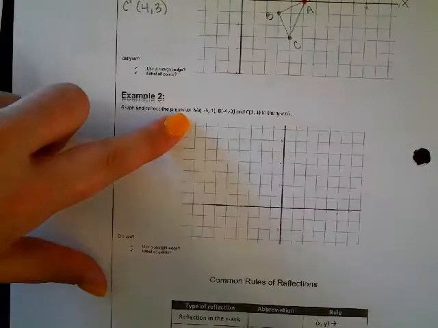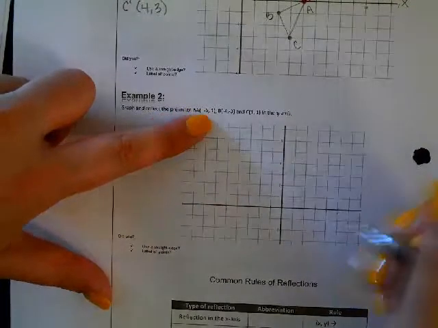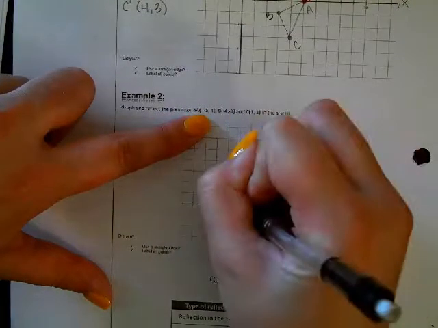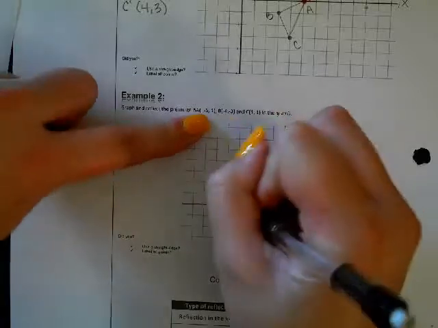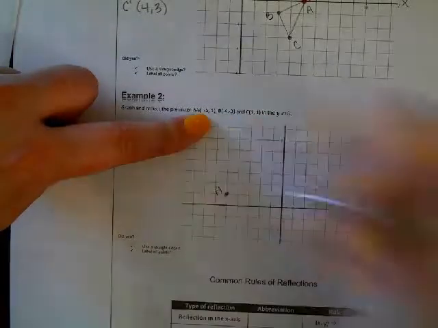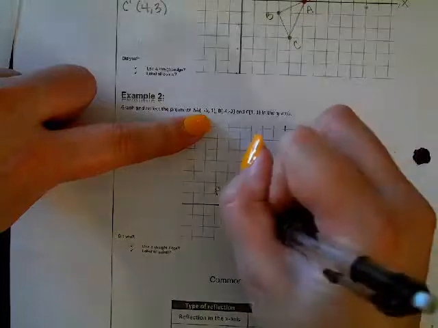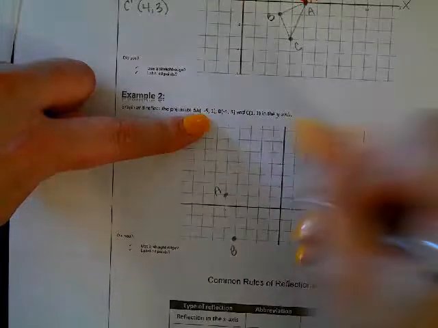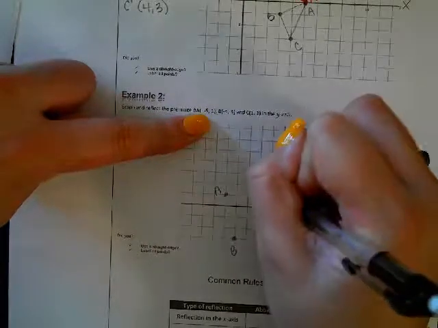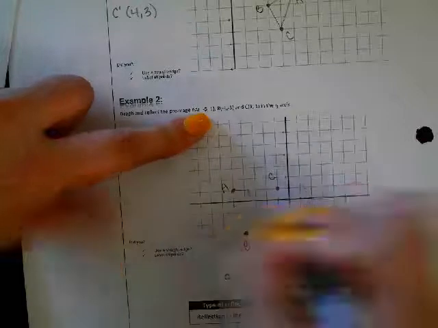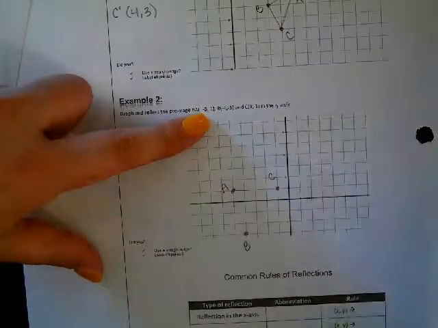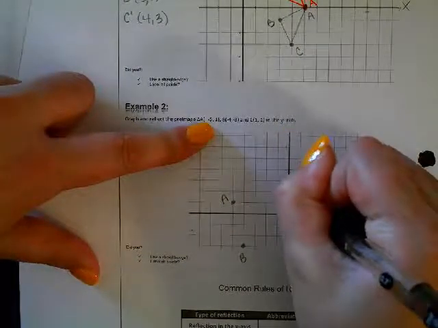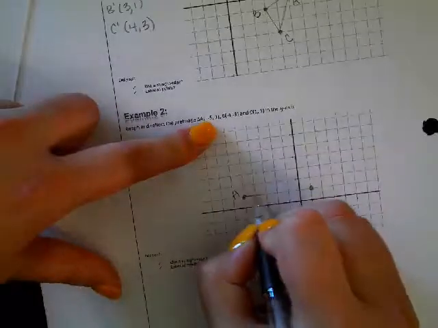Graph triangle ABC. So let's go ahead and graph those points, -5, 1. This time we're going to reflect over the y-axis. So there's A, B is -4, -3. C is +1, +1. Nope, I drew my C wrong. I did -1, +1. +1, +1. All right, so here is our pre-image.